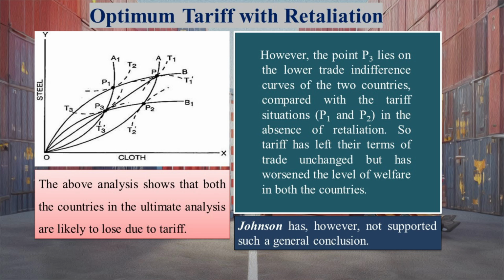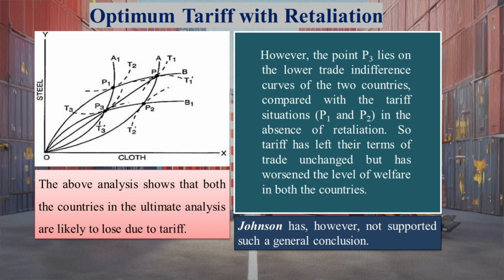So what will be the result? When P3 is lying on a lower indifference curve, the result is that it will reduce the welfare of both the countries. The above analysis shows that both the countries in the ultimate analysis are likely to lose due to tariff. So the conclusion is that if country A imposes tariff and country B in retaliation also imposes tariff, then both the countries will lose at a particular point of time.